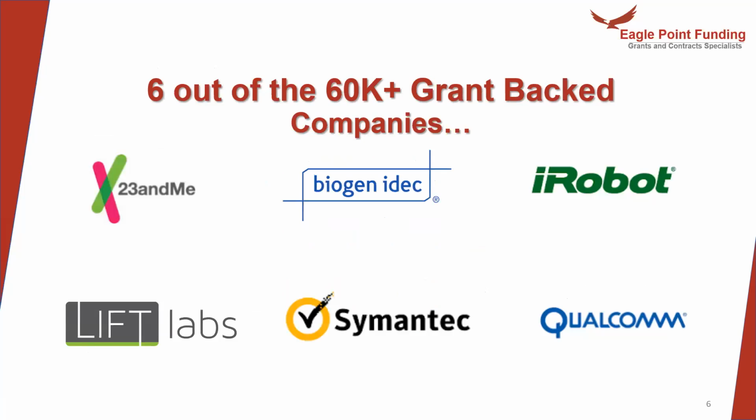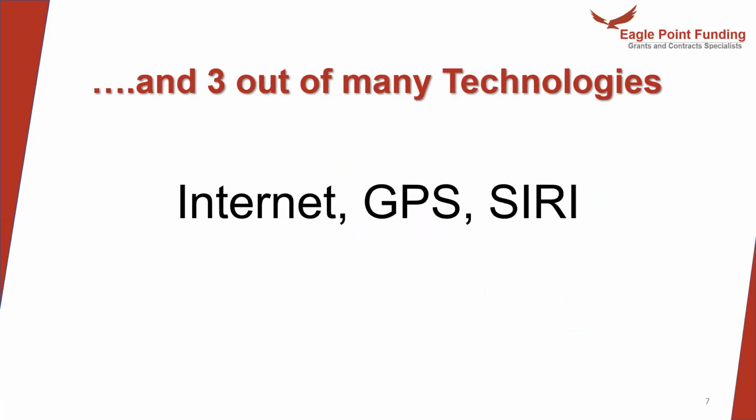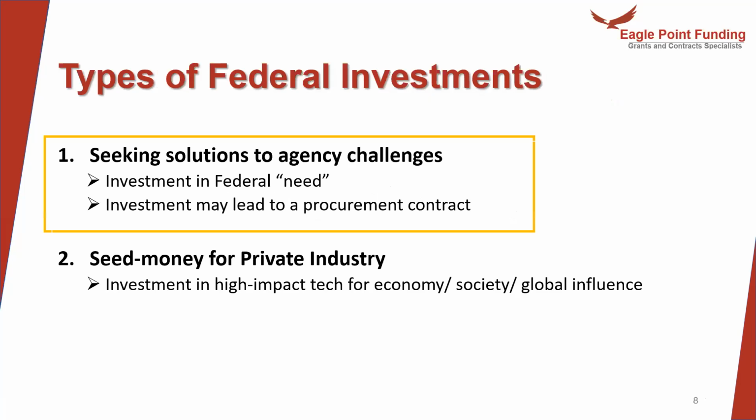So, 60,000 grant-backed companies, 23andMe, Qualcomm, which you probably know, we're probably using their chips right now. And then there are 3 different technologies that you could probably find in your hand today that were funded by federal funding: the internet, GPS, and Siri. So some of the largest and most breakthrough innovations in our time have at least received federal funding. So there are 2 different types of federal investments.